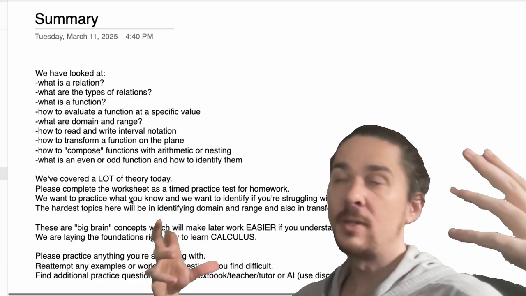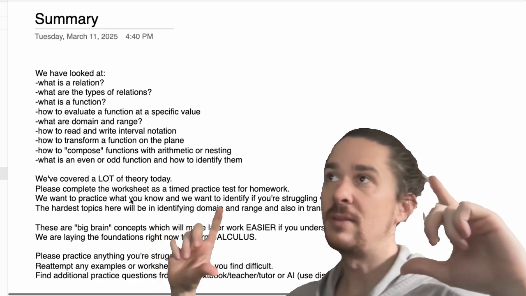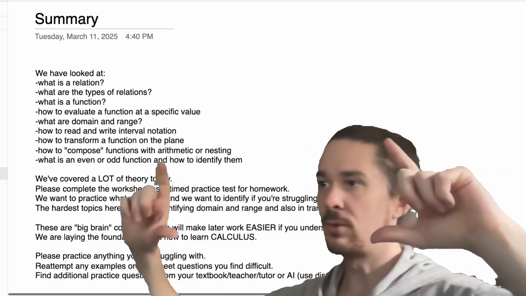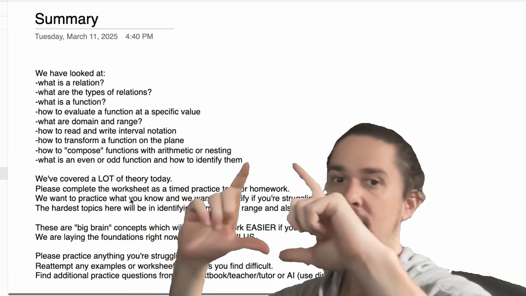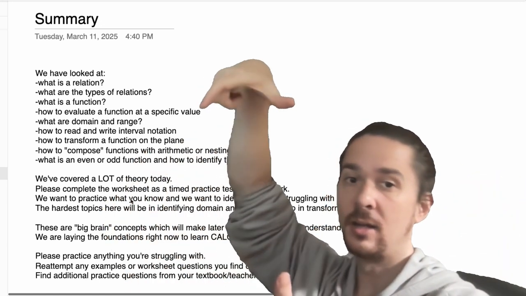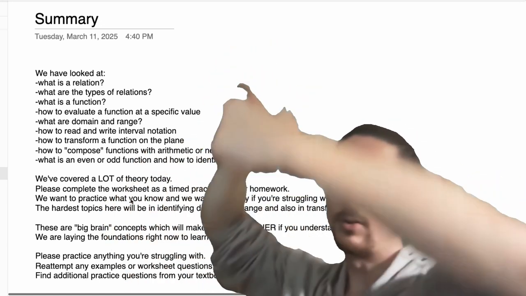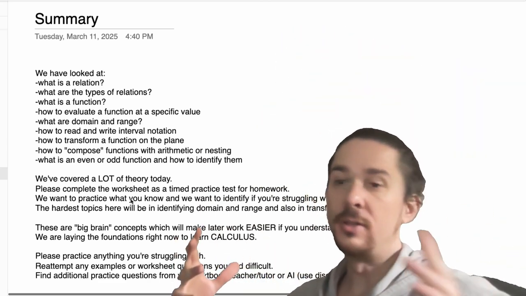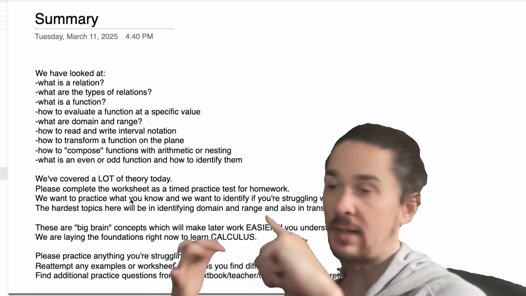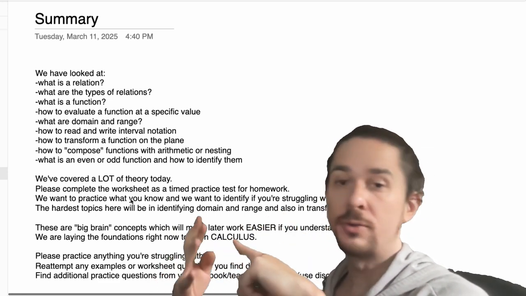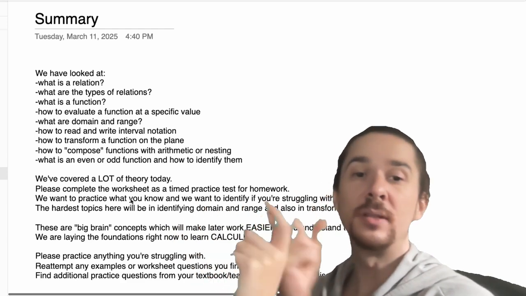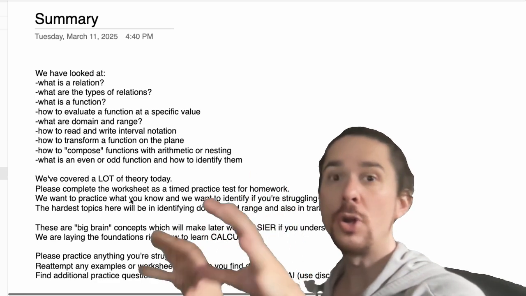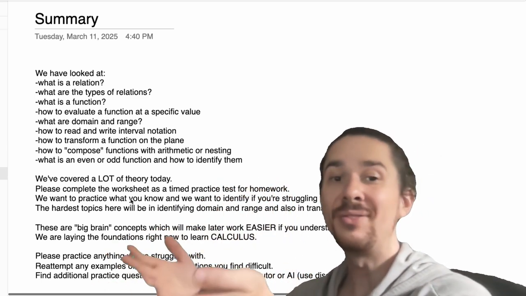How to transform a function on the plane. So we looked at transformations involving shifting the function up or down, or left or right. We also looked at transformations that were compressing or stretching it horizontally, compressing or stretching it vertically, and we also looked at flipping it vertically or flipping it horizontally. How to compose functions with arithmetic and nesting, so adding them, subtracting them, multiplying them, dividing them. We also saw that addition and multiplication are commutative. You can do them in a different order and you get the same answer, whereas subtraction and division are not commutative. If you swap the order, you get a different answer.